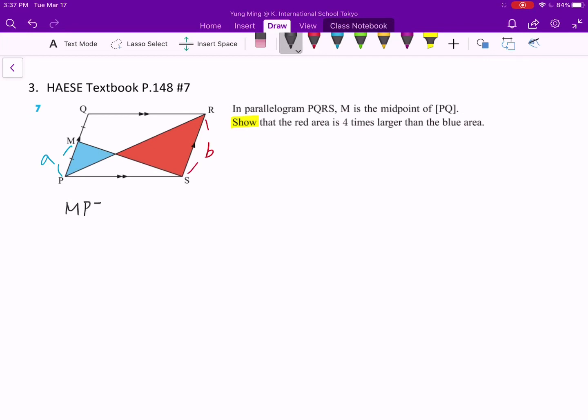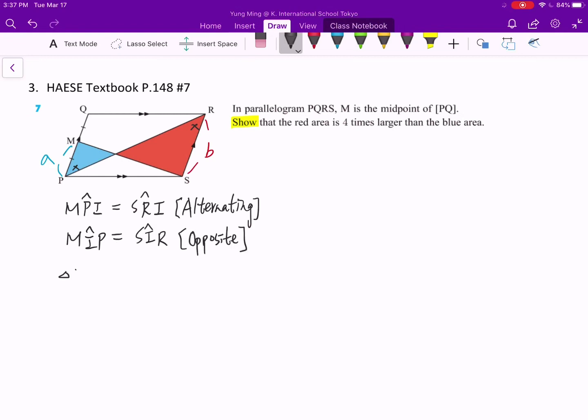First of all, angle MPI is equal to angle SRI. Okay, it's because we have alternating angles. And second of all, we have angle MIP equals to angle SIR, and that's because we have opposite angles. So we have triangle PIM similar to triangle RIS, and that's AA.